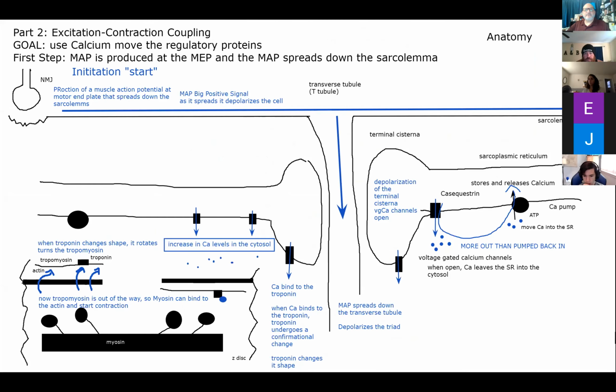What do we have to do next? Show how to relax it. Exactly. All right, we have initiated the process. Now we need to terminate communication at the neuromuscular junction. End it. Excellent. Now, the same way we needed to terminate communication at the neuromuscular junction, where does that begin?